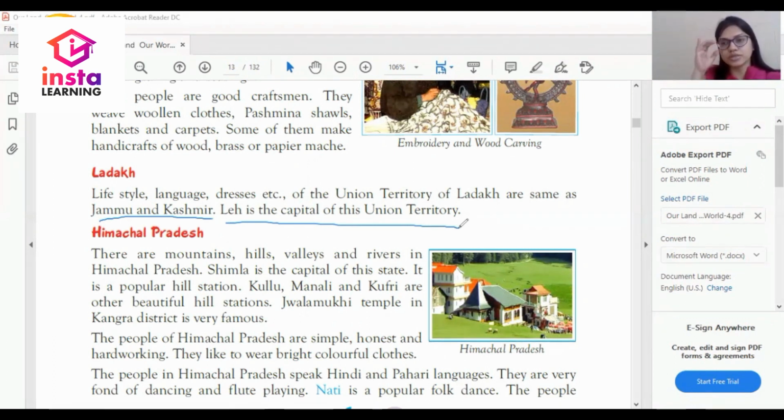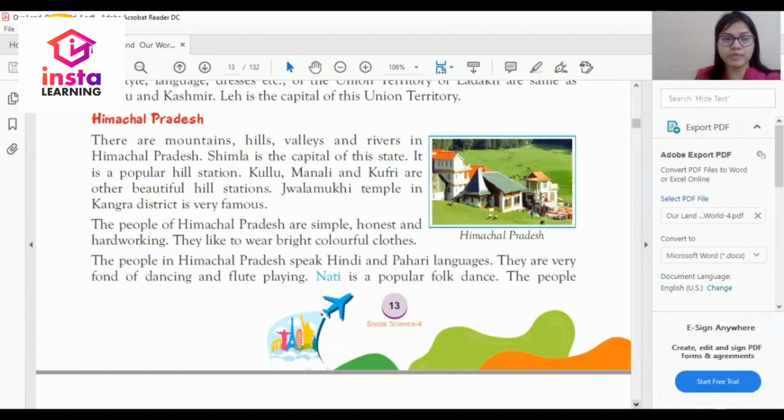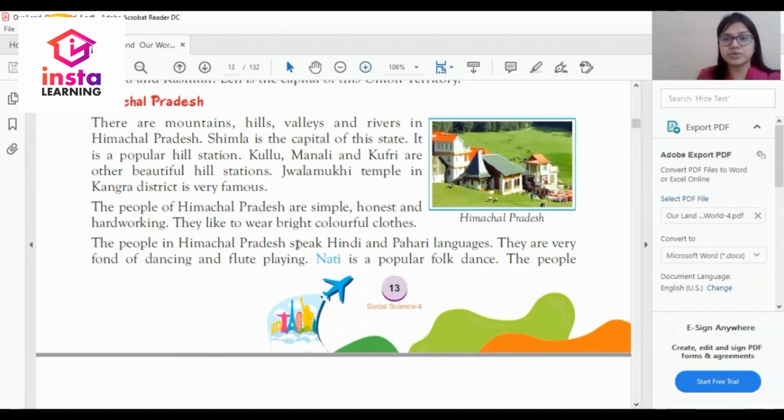So, dear student, this is a very important question. What is the capital of Ladakh? So, the answer is Leh is the capital of Ladakh. So, let's discuss the next one, which is Himachal Pradesh. Dear student, this is the pictorial part of Himachal Pradesh. There are mountains, hills, valleys, and rivers in Himachal Pradesh. Shimla is the capital of this state.